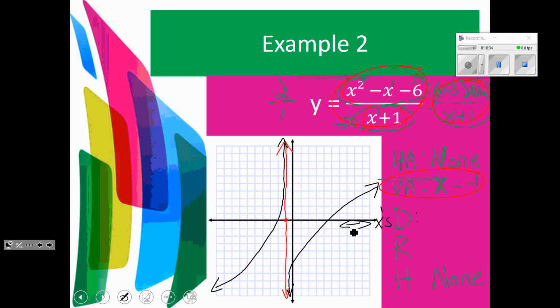So let's talk about, I'm going to start over here on the left side. How far left does that arrow go? It's going forever. Okay, so I'm going forever in that direction. How far to the right? Forever.